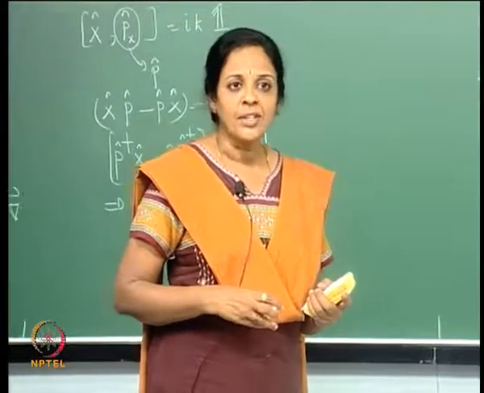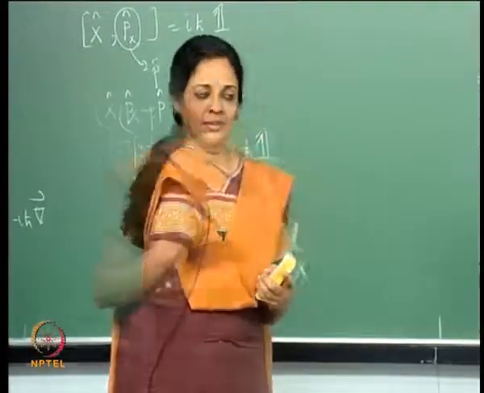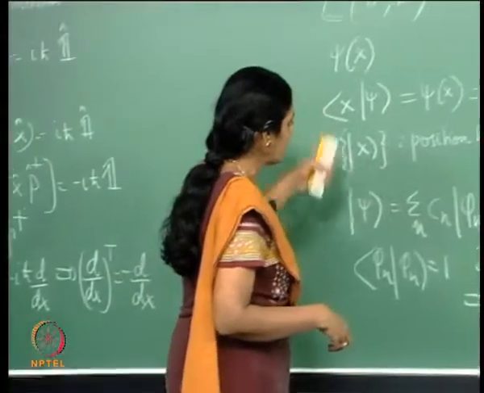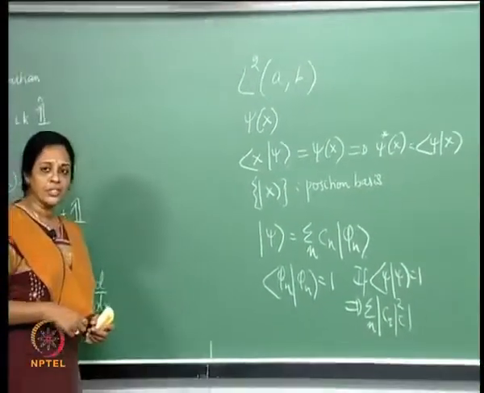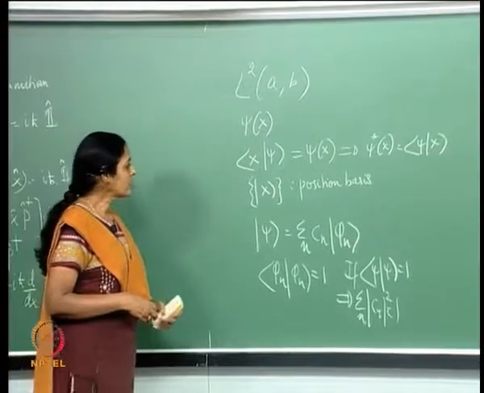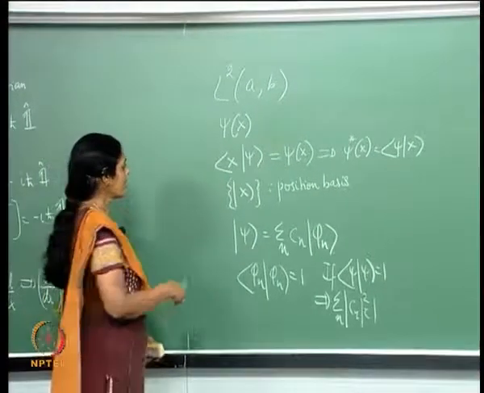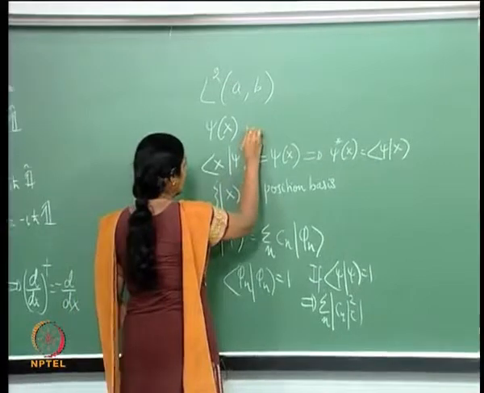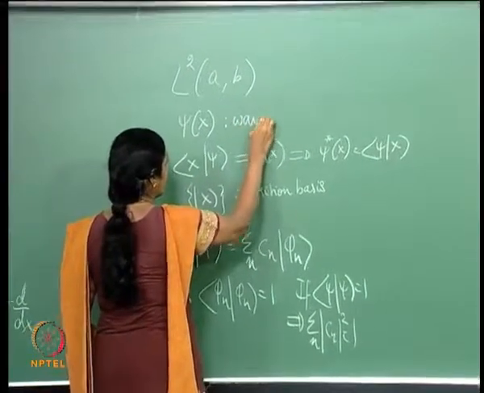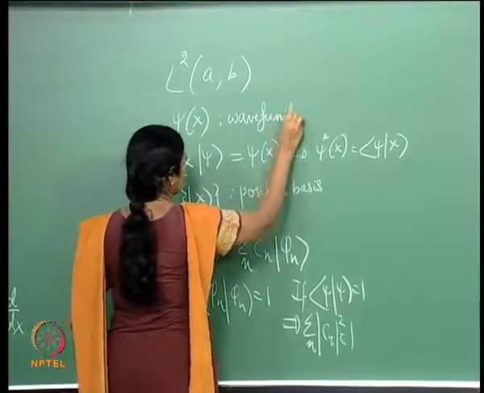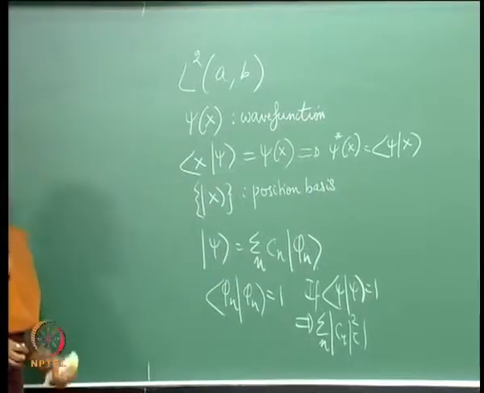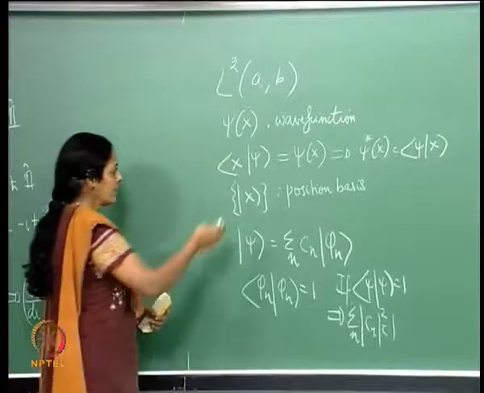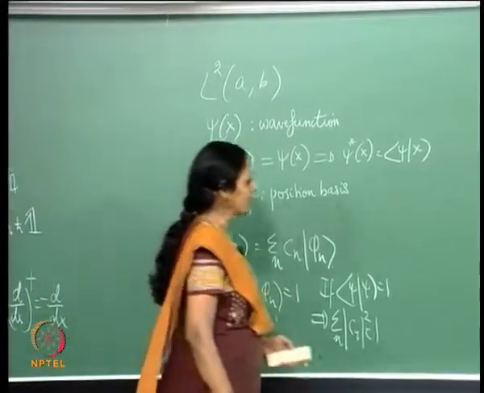The position operator is an example, but before going into the properties of an operator in an infinite dimensional Hilbert space, I would like to look at the state psi of x. Psi of x is called the wave function. And the Schrodinger formulation of wave mechanics was about psi of x.